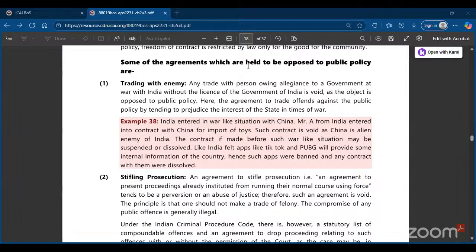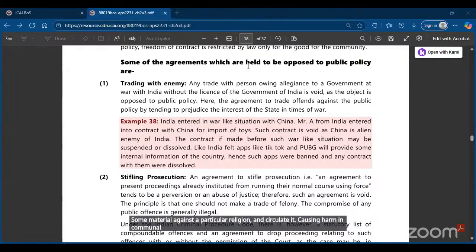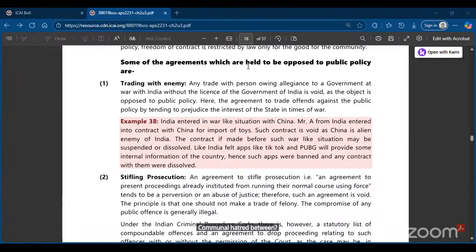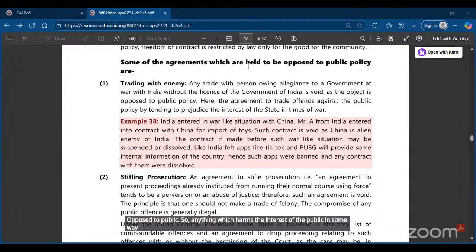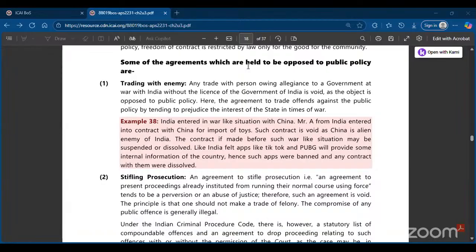Or for example, let's say Kushal gives money to a printer and he says you publish some material against a particular religion and circulate it, causing communal hatred between two religions. Then that also becomes opposed to public policy. So anything which harms the interest of the public in some way or the other will be considered as agreements opposed to public policy.